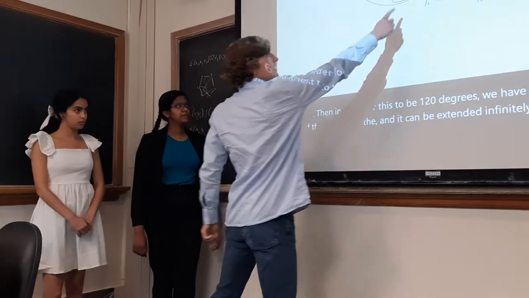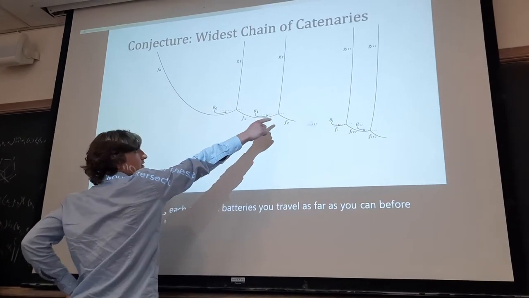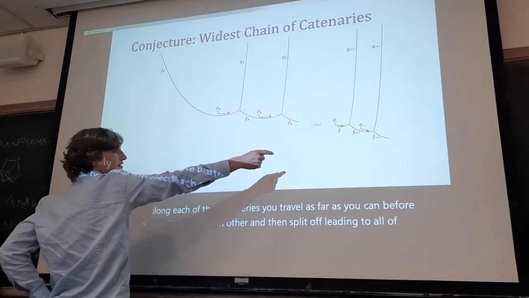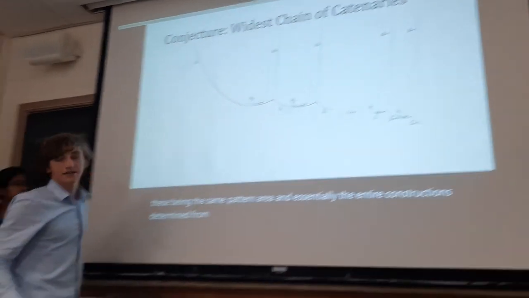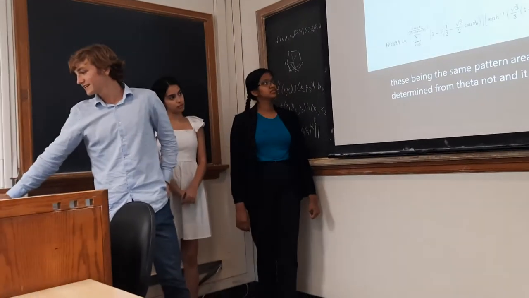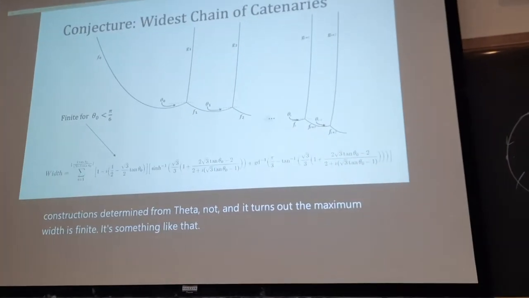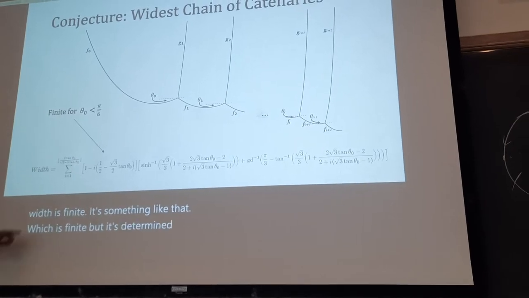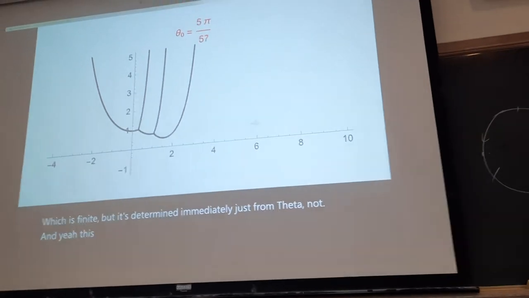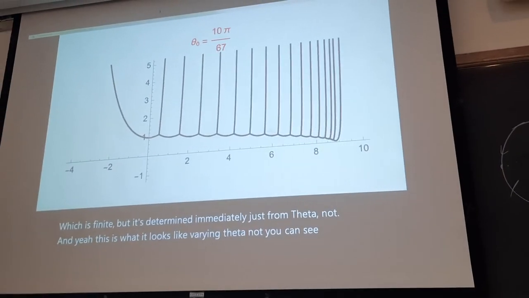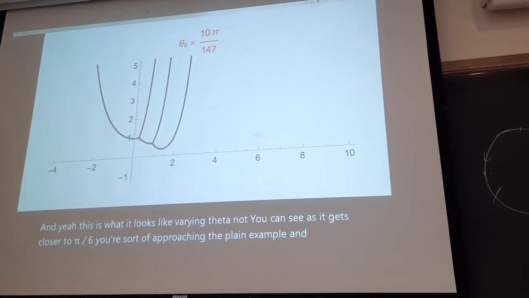Essentially, along each of these catenaries, you travel as far as you can before these two would intersect each other and then split off, leading to all of these being the same catenary. And essentially, the entire construction is determined from theta naught. And it turns out the maximum width is finite. It's something like that, which is finite, but it's determined immediately just from theta naught. And yeah, this is what it looks like. Varying theta naught, you can see as it gets closer to pi over 6, you're sort of approaching the plane example, and the width goes towards infinity.